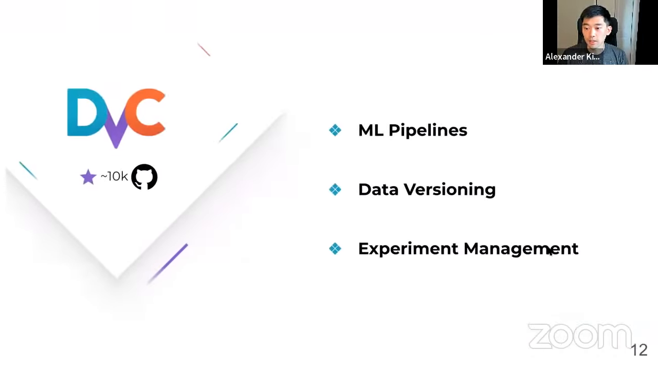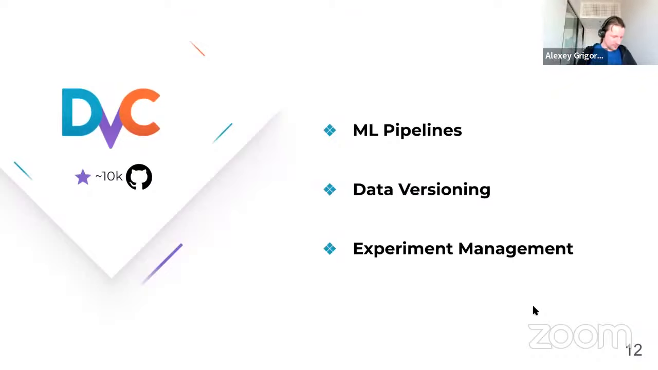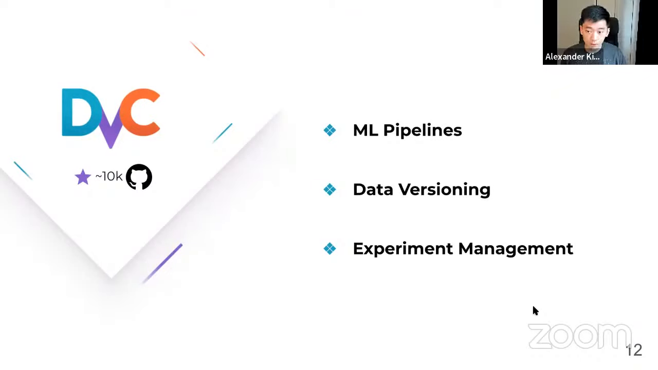Okay. So now I'll talk about DVC. Probably most of you have at least heard of DVC, which stands for data version control, but actually it's a lot more than that. Yes, it does allow you to version your data, which is really cool, but it also allows you to create machine learning pipelines and manage your experiments. And this open source tool currently has around 10,000 stars on GitHub, if I'm not mistaken.